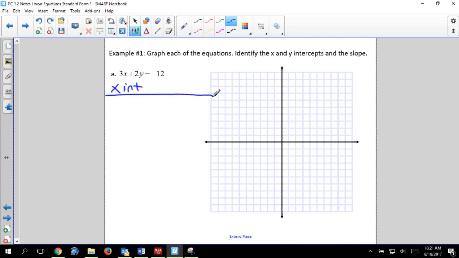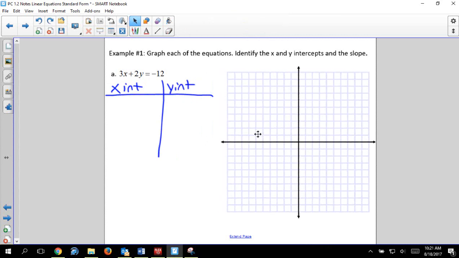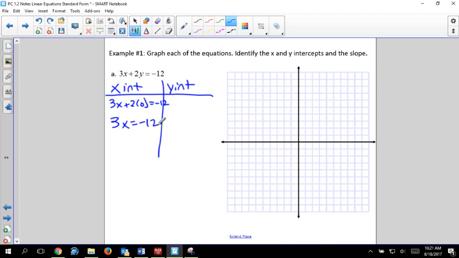So I'm going to do x-intercept and y-intercept in a chart. For the x-intercept, I'm going to plug in 0 for y. So you'll see I've got 3x plus 2 times 0 equals negative 12. And if I plug in 0 for y, 2 times 0 is still 0. So really, I could just write 3x equals negative 12. And then solve that. x is negative 4. Write it as an ordered pair: negative 4, 0. Please write the intercept as an ordered pair.